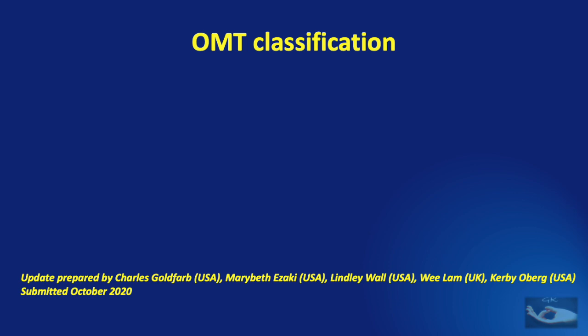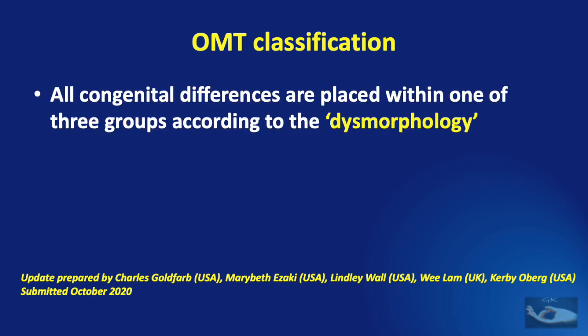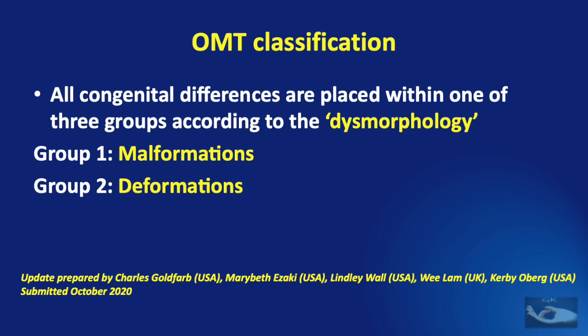The basis of this OMT classification is that all congenital differences are placed within one of 3 groups according to the dysmorphology. Dysmorphology is a discipline of clinical genetics that studies and attempts to interpret the patterns of human growth and structural defects. So all congenital differences can be placed under the group 1, which consists of malformations, group 2, which consists of deformations, and group 3, which consists of dysplasias. So what is the difference or significance of these 3 terms?